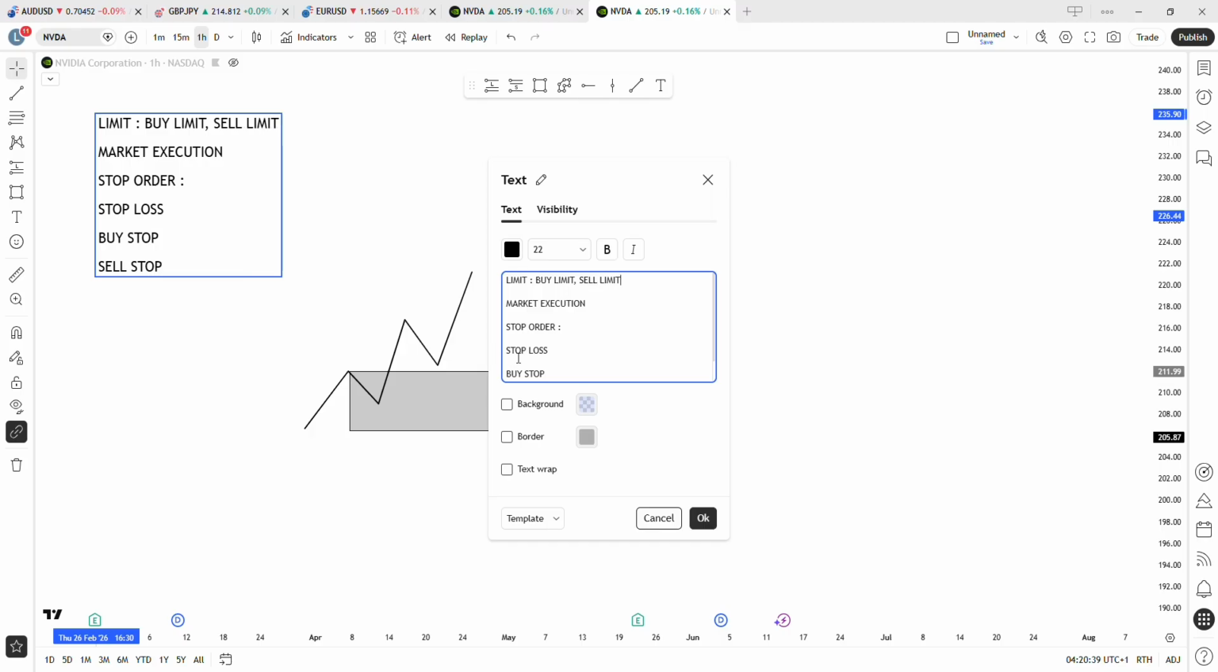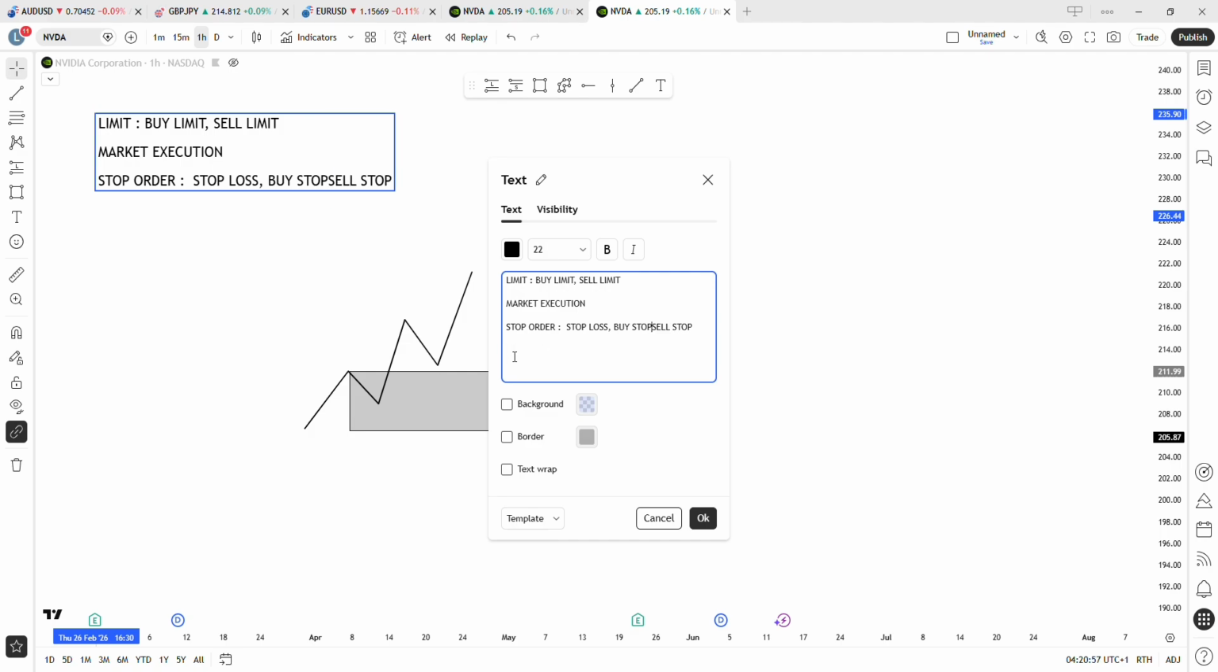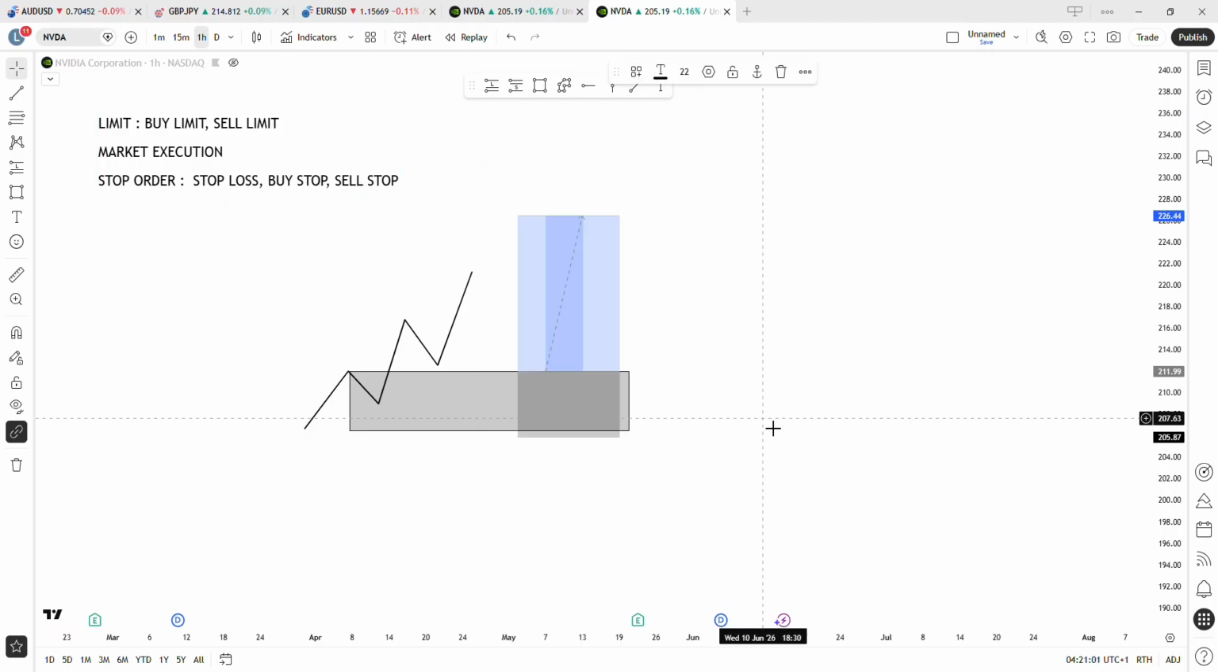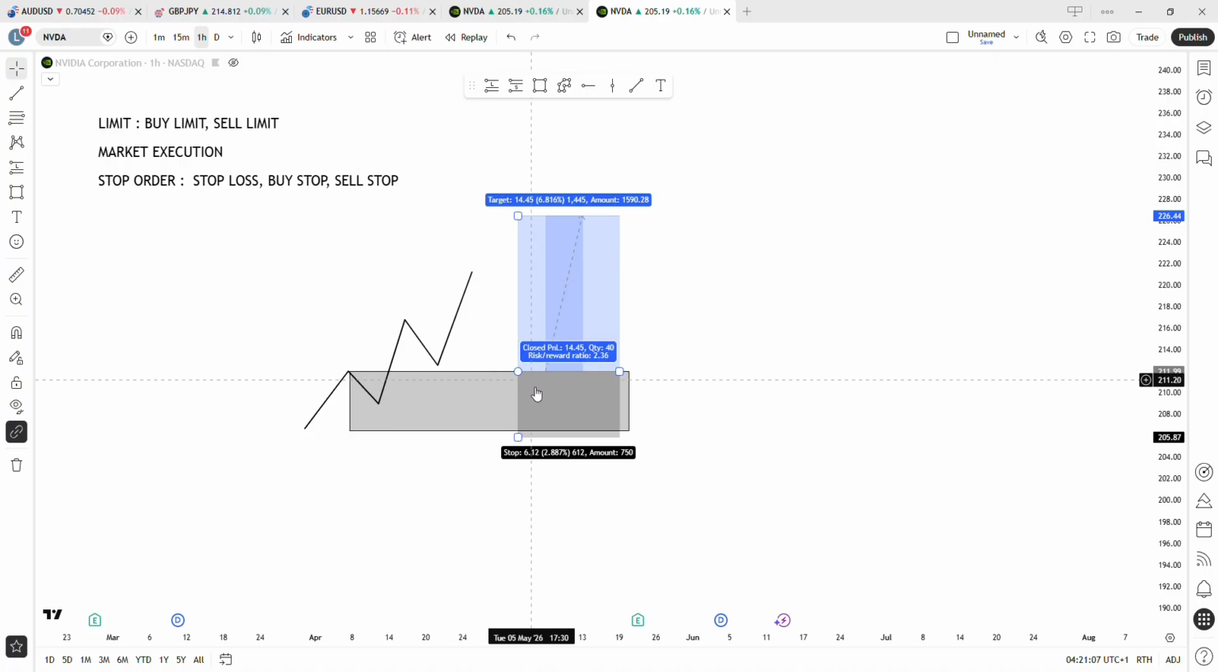Okay, let's adjust this back to this. We have the stop loss, and we have the buy stop here, and we have the sell stop. Yeah, perfect. Great. So this is a buy limit. This is how a buy limit is going to work. Price goes up, comes back, and then taps you in.